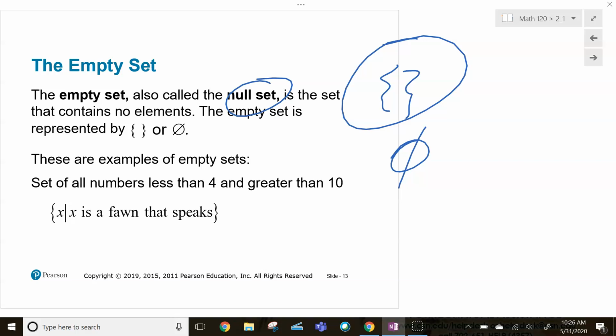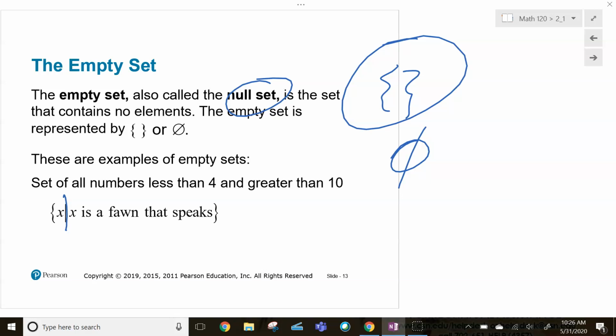Here's an example: the set of all elements x such that x is a fawn that speaks. Well, we know there's no fawn that speaks. We do know there's a horse that can talk. A horse is a horse, of course, and no one can talk to a horse, of course, unless the horse is the famous Mr. Ed. That's a really bad joke, but anyway, I'm showing my age.